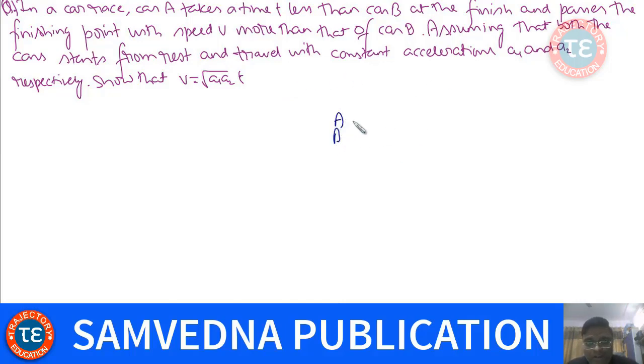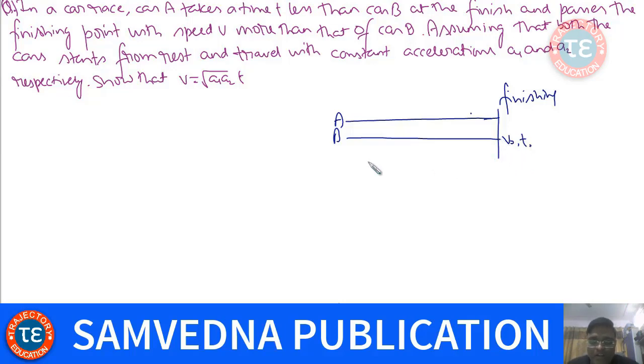So suppose you have A and B starting from the same point and they reach the finishing line. This is finishing line. So car A takes t time less, right? So suppose car B takes t naught time and the velocity it reaches is v naught. Let's suppose car B has the velocity v naught and time taken is t naught. And car B is moving with a2, right?